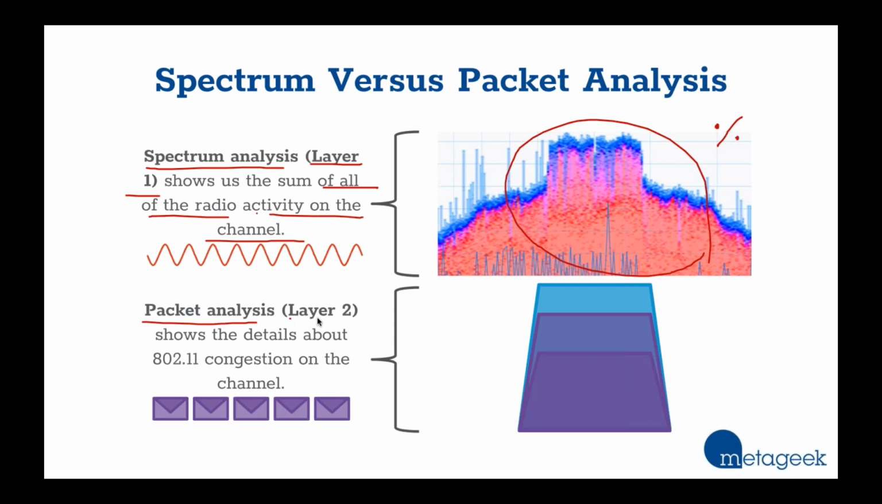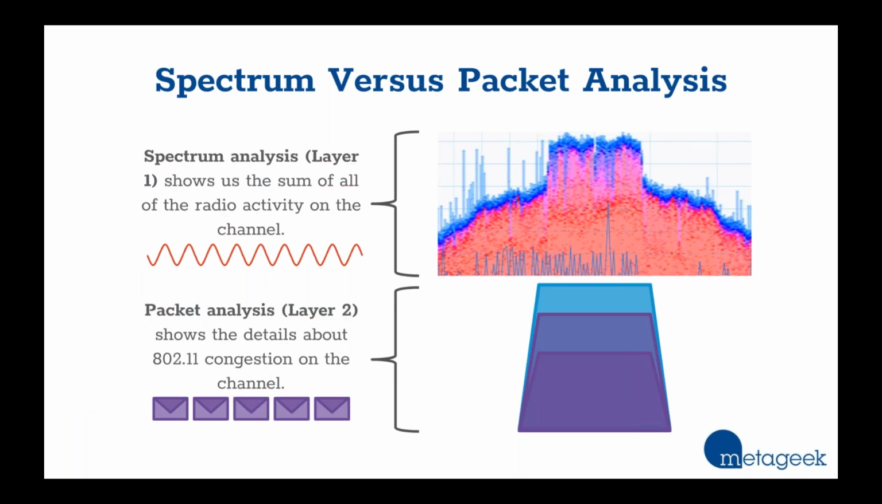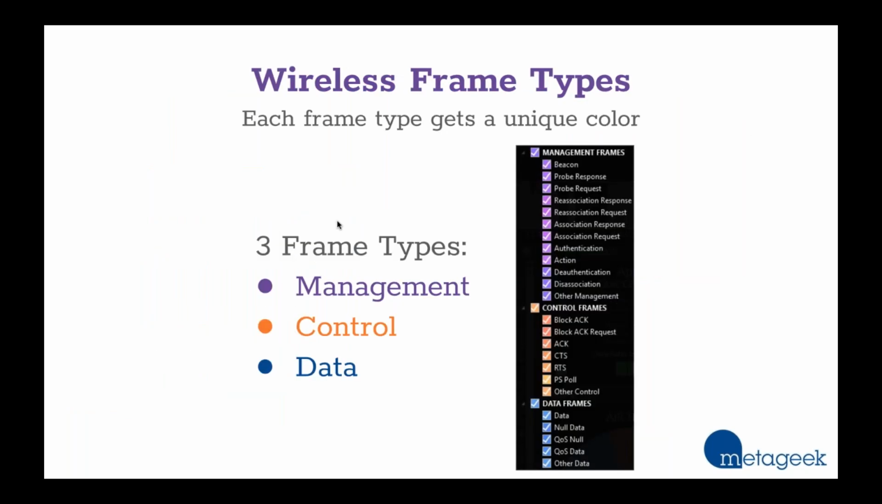Packet analysis happens at layer 2, and in this case, instead of just looking at the raw radio frequency activity, we're going to actually look at the data that's being passed between wireless stations on that channel. It's going to show us the details about all of the 802.11 congestion, all of the Wi-Fi congestion on that channel. We're going to basically be able to look at those conversations between devices to figure out exactly what's going on.